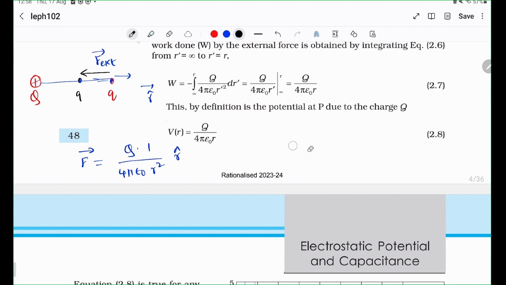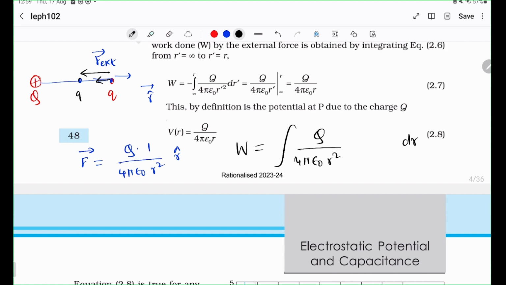So what is the work that you put in? Well, you are putting in Q by 4 pi epsilon naught R squared times minus R cap because you are pushing it in the opposite direction, dot dr. Dr is moving this way, right? So this is dr also minus R cap. Now minus R cap dot minus R cap is plus 1. So the dot goes away.